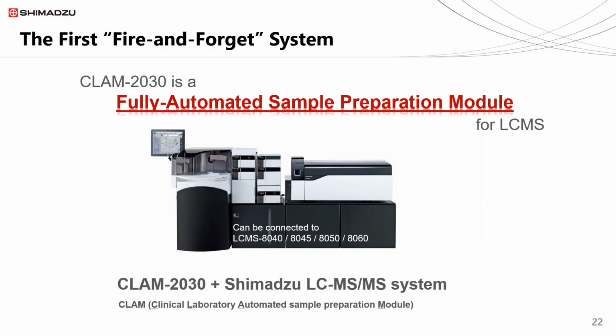CLAM-2030 is a fully automated sample preparation module for LCMS. This is based on Shimadzu's very extensive experience with clinical examination systems for blood coagulation analysis. The user can simply place blood collection tubes in the CLAM module position here, and CLAM automatically performs everything from sample pre-treatment to analysis. This kind of automated system does not require any human attention. The user can load it, fire it, and forget. The user will get all the results at the end of the analysis.